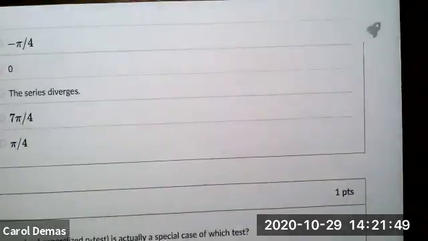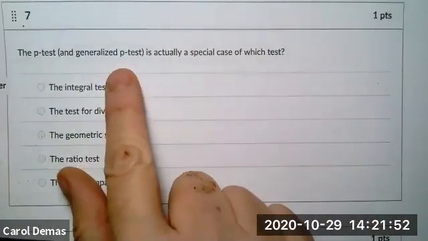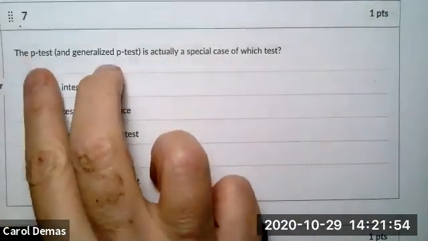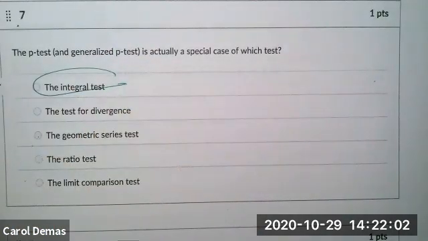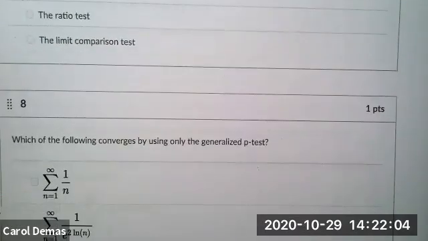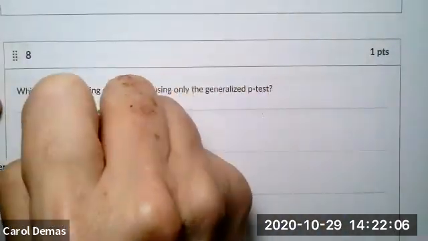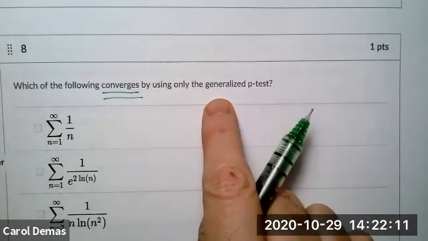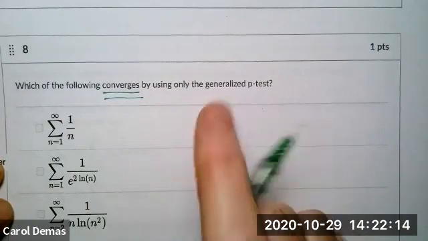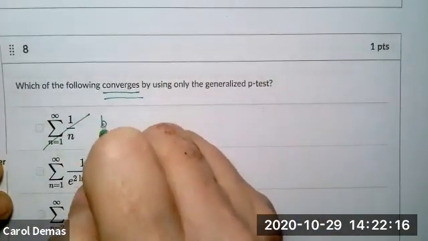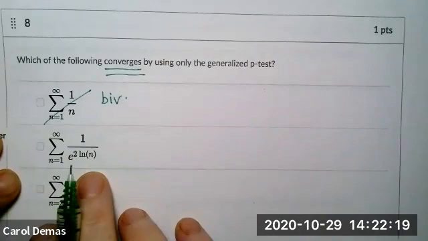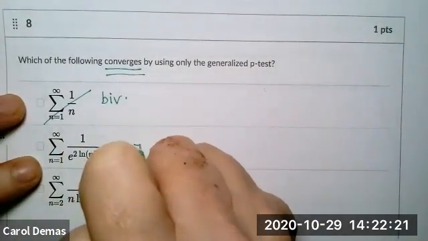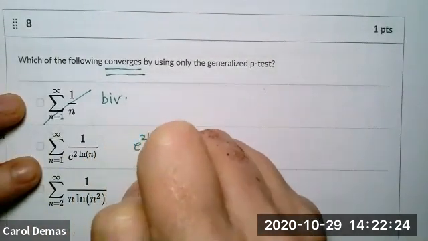All right, what's next? Okay, p-test and generalized p-test. Do you remember from your lecture notes when we discussed these? The integral test. That's right. Those are from the integral test. Okay, and now for number 8, we want to know which of these series converges by the generalized p-test. Okay, we know that this guy is divergent. How about this one? A lot of people are tripped up by this, e to the 2 log of n.